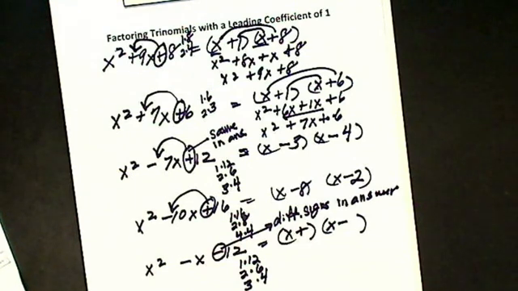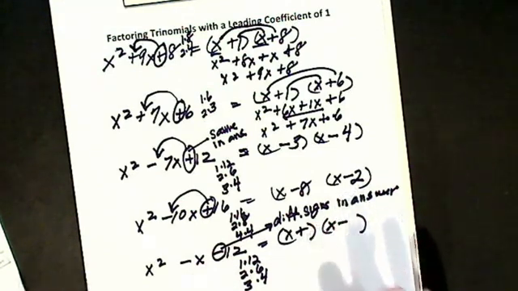I ask the same question. Which pair? Now if you notice, there's no number there, so a 1 is understood. So my question is, which pair, if I add or subtract, do I get a 1? It's got to be 4 and 3.